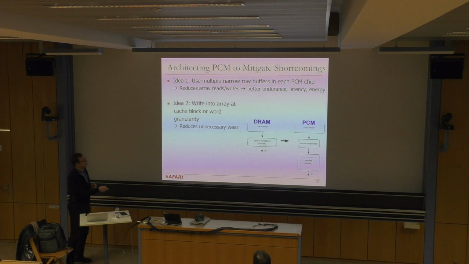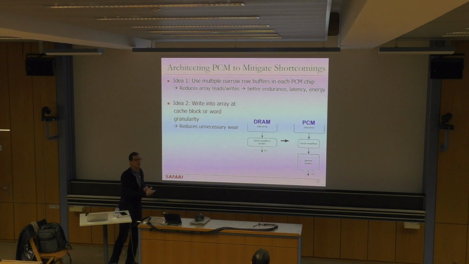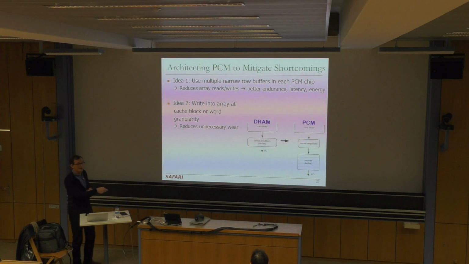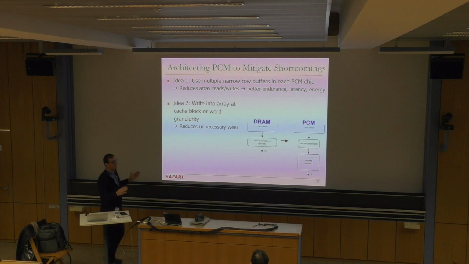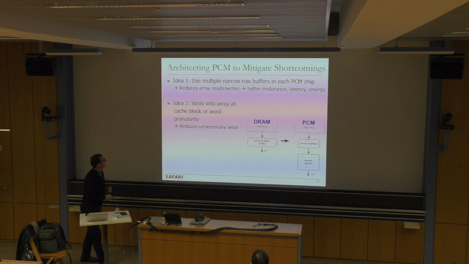Okay, so this optimization leads to better endurance, better latency, and better energy because you can actually service some of the reads faster as well this way. So this is a good optimization for phase change memory. But you cannot do this in DRAM. You cannot reduce the size of the sense amplifier in DRAM because the technology is destructive in terms of reads. Okay, so that's one idea.